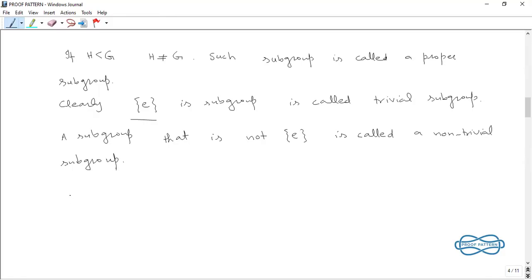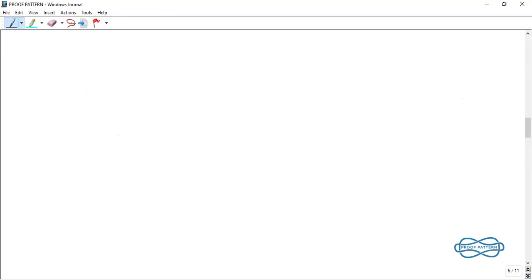Okay, another note that if G is a group, then clearly the singleton set {e} and G itself, these both are always subgroups of G. Okay. So we will move further with some examples.